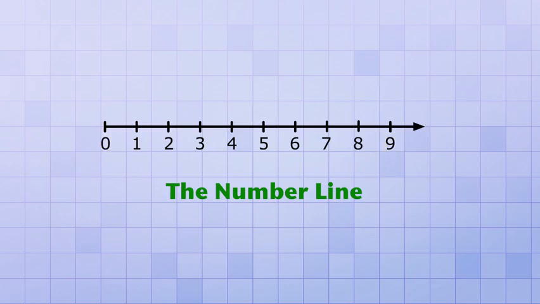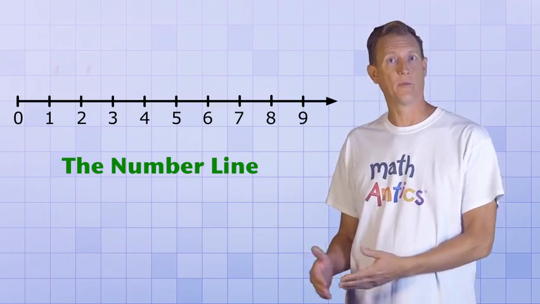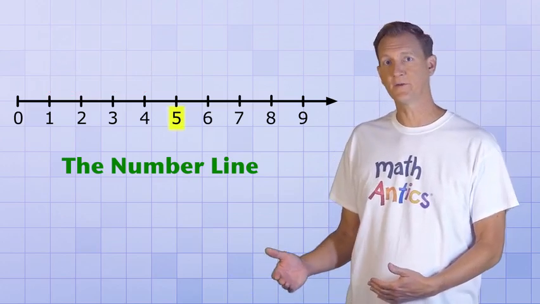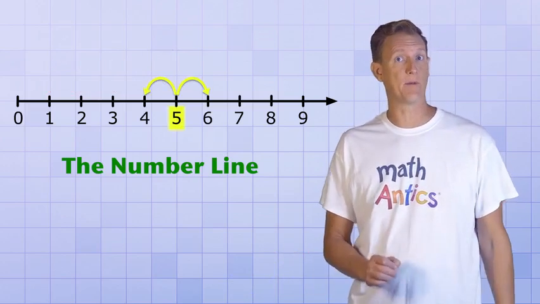It's set up so that as you go from left to right, each new number is bigger or greater than the number just before it. And as you go from right to left, each number is smaller or less than the number just before it. And do you notice that all the marks are the same distance apart? That's because each of these numbers differs from its immediate neighbors by the same amount.